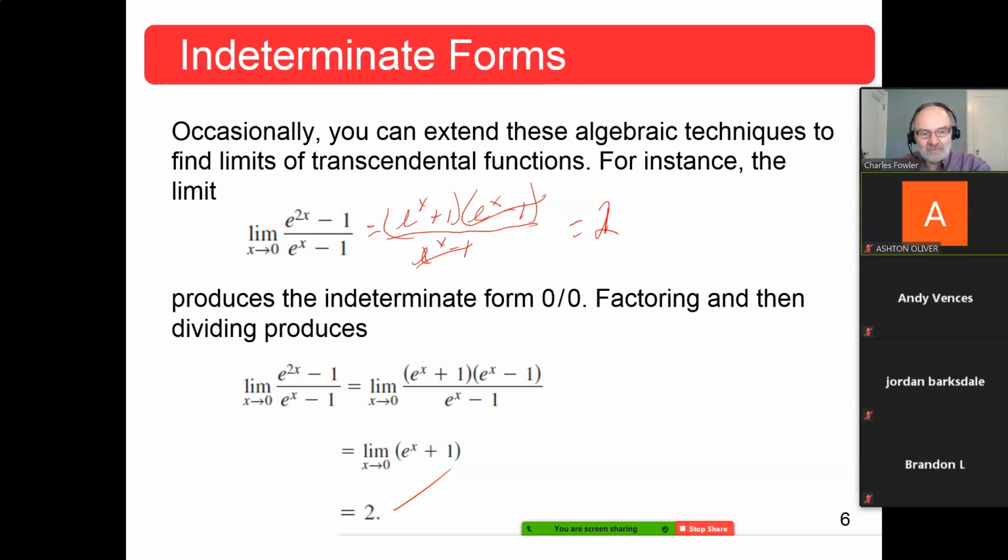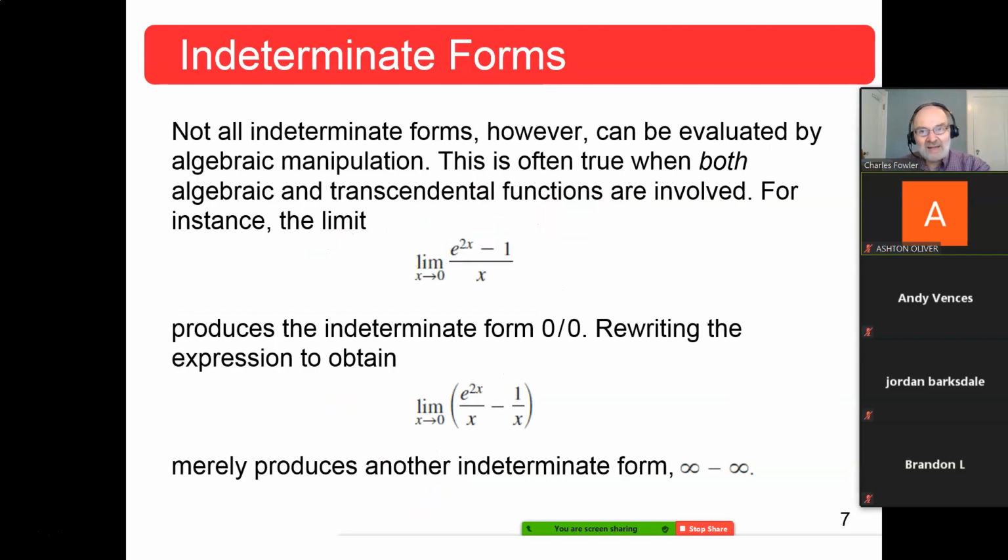So that's one thing you can do if you have an indeterminate form. See if some algebraic technique will simplify it. If it will, do it. See if you get a form. Not all indeterminate forms, however, can be evaluated by algebraic manipulation. Not every expression is factorable. This is often true when both the algebraic and transcendental functions are involved.